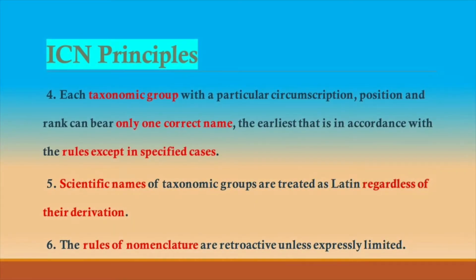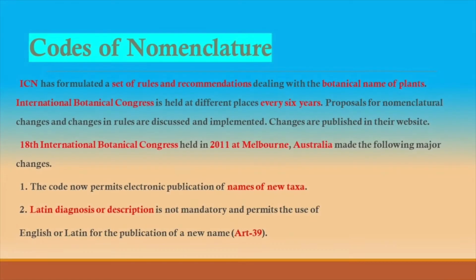Each taxonomic group with a particular circumscription, position and rank can bear only one correct name, the earliest that is in accordance with the rules, except in specified cases. Scientific names of taxonomic groups are treated as Latin regardless of their derivation. The rules of nomenclature are retroactive unless expressly limited.